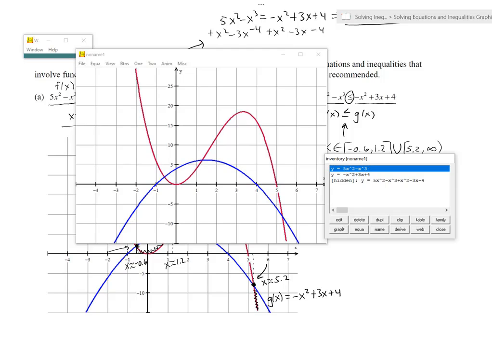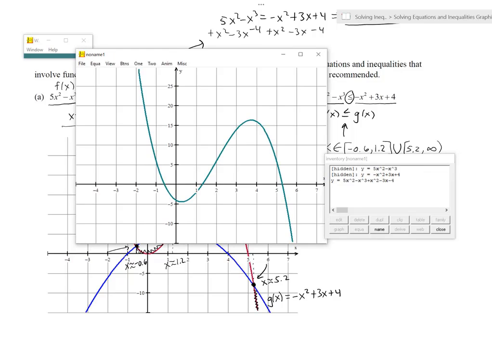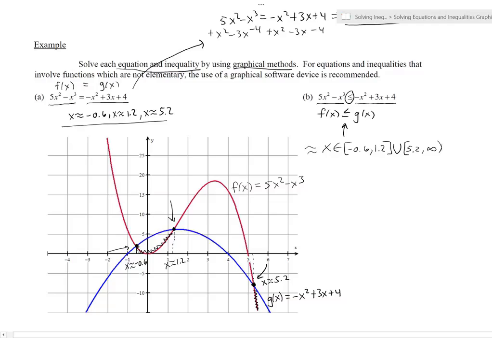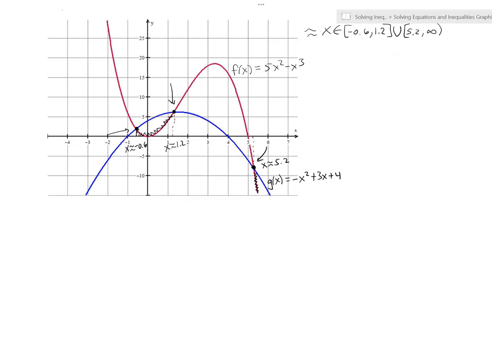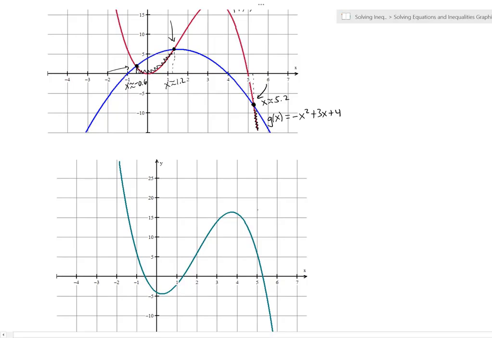Now I'm going to hide those real quick. And then what I'm going to graph is this function right here. Look closely. That is actually the graph of the function where we brought all the terms to the left-hand side. What does it look like? Looks like that. So I'm going to copy it to our page over here. And there you go. What is that the graph of? That's the graph of f of x minus g of x.